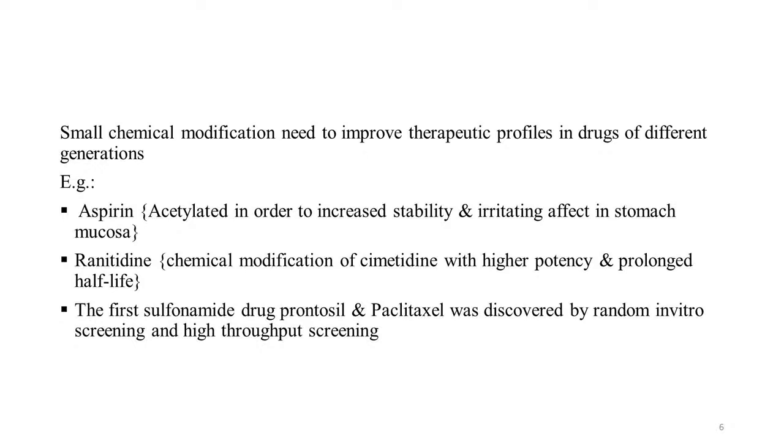H2 blocker. Before ranitidine, when we were in M.Pharm, cimetidine was an exciting molecule which was released in the market. Unfortunately, cimetidine has almost 70% protein binding, and bioavailability was the first drawback of this cimetidine. Later the cimetidine molecule was modified chemically, forming ranitidine, where the imidazole ring in cimetidine was converted to a furan ring in ranitidine. Because of that, they got higher potency and also a prolonged half-life with ranitidine.